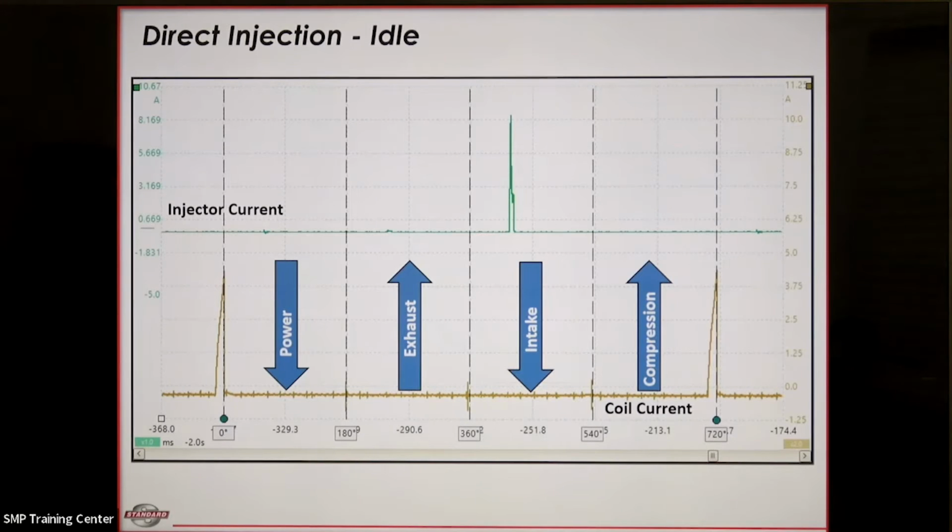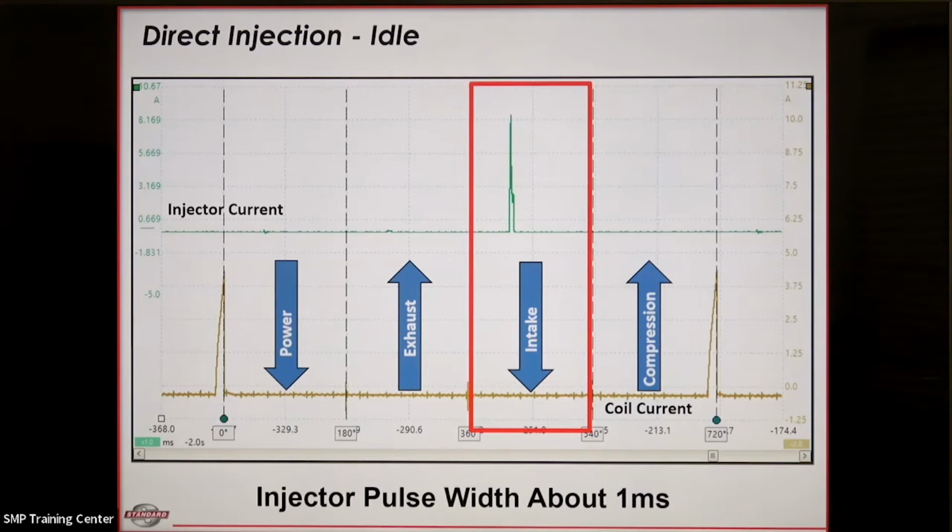Now, just to establish that we are in fact delivering fuel in the intake stroke, here's a lab scope capture where we map the piston strokes along with the ignition coil and the injector events. And you'll notice in that green channel right there, during the intake stroke, that's when the injector event occurs. In fact, it occurs very early in the intake stroke. The injector pulse width at this point is only about a millisecond.